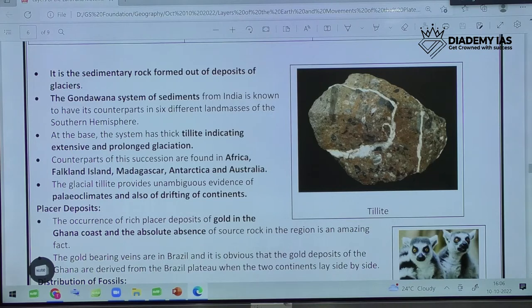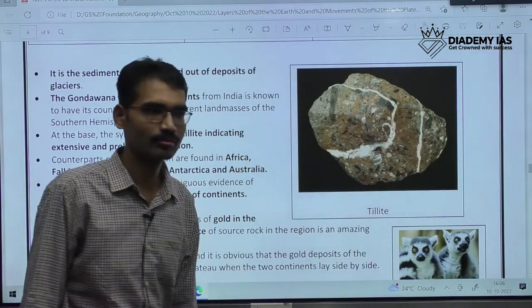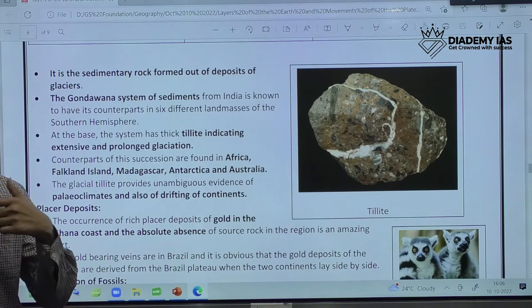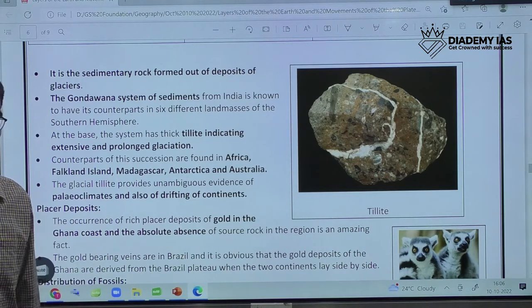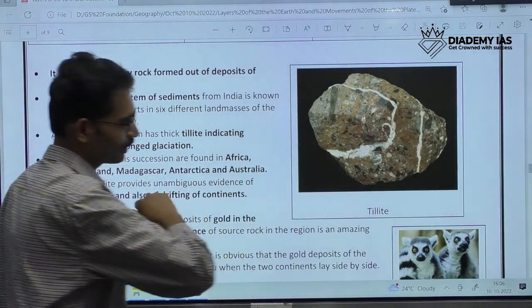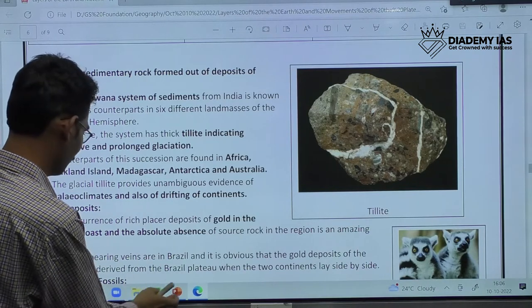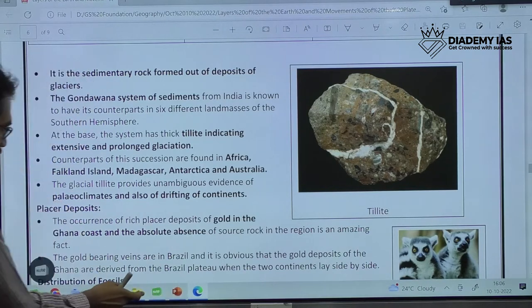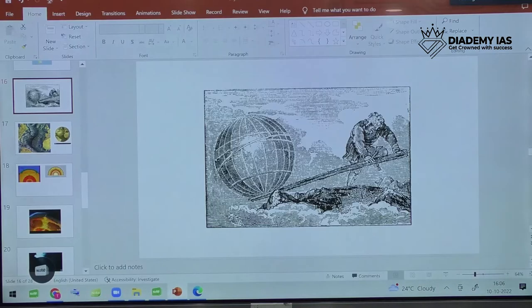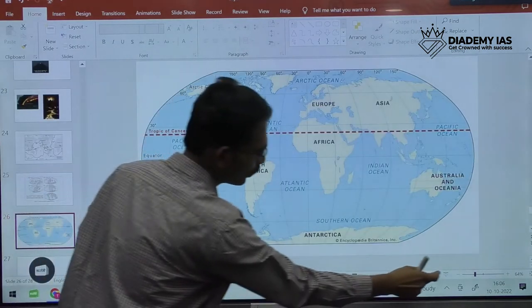Glaciers. Any idea what a glacier is? It's like a moving ice sheet, a huge landmass of ice. Now this is the evidence coming from different places across the globe. Now what are the different places? If we understand the different places, you will get an idea. Let's go to this.